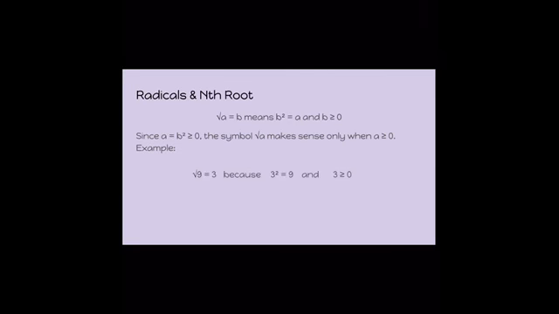Radicals and the nth root. Square root of a equals b therefore implies that b squared equals a, and thus b must be greater than or equal to 0. Since a equals b squared must be greater than or equal to 0, the symbol square root of a makes sense only when a is greater than or equal to 0. For example, the square root of 9 equals 3 because 3 squared equals 9, and 3 must be greater than or equal to 0. The principal nth root of a is defined as follows. The nth root of a equals b therefore implies that b to the nth power equals a.